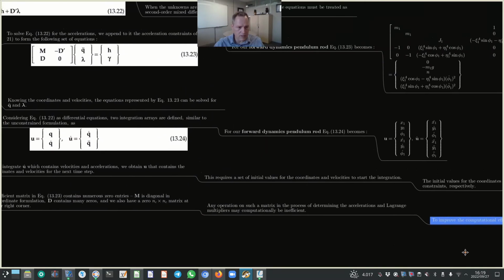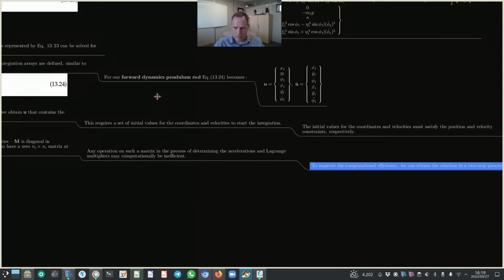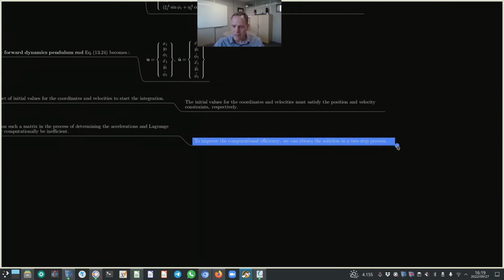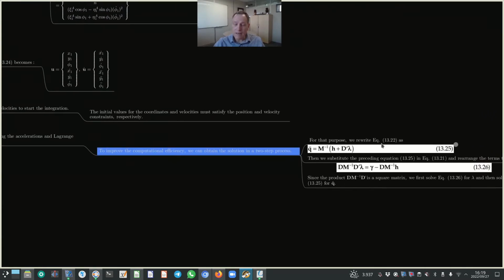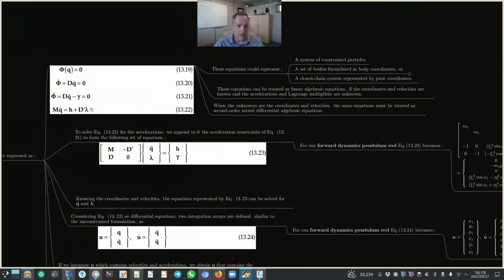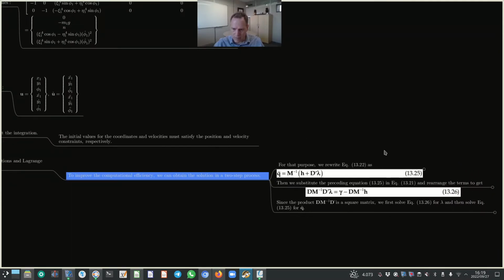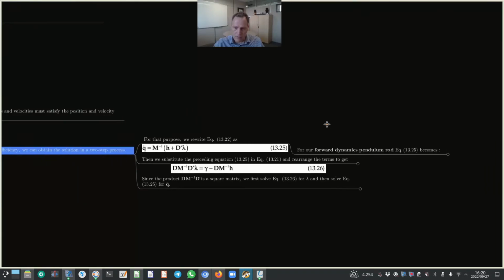And we are now still considering this equation 1323. We want to improve the computational efficiency using a two-step process. For that purpose, we rewrite equation 1322. Let me just go back to 1322 to show you. 1322 is the equations of motion for this constrained system. So we rewrite it, we shuffle the terms, we isolate the centroidal accelerations on the left-hand side of the equation. So we need to move this mass or inertia matrix to the right-hand side. Let's see what that looks like. 1325. Let's see what it looks like for our forward dynamics pendulum rod.